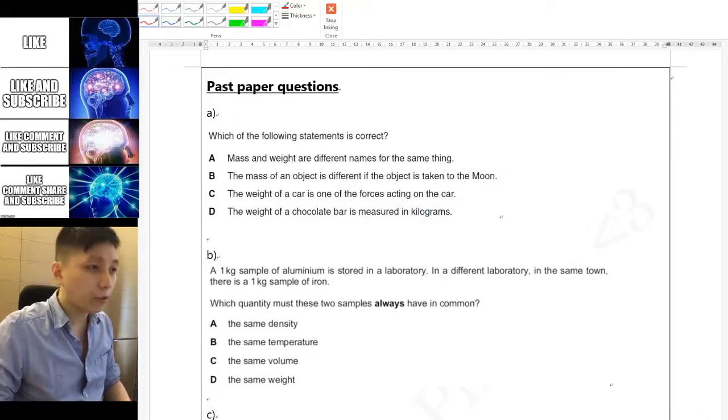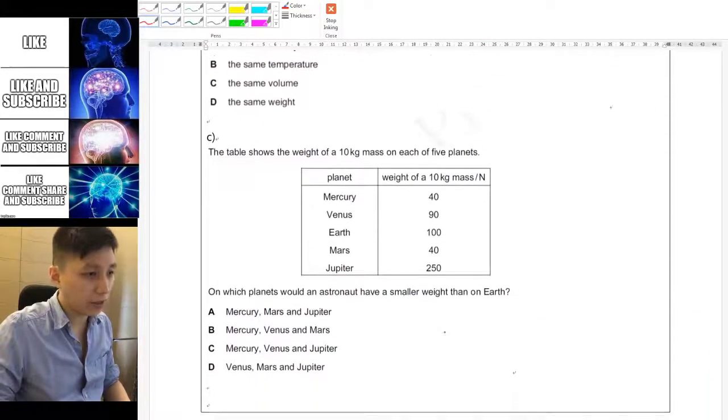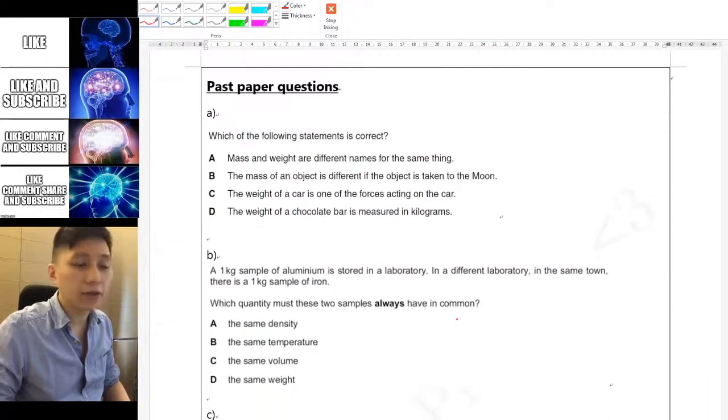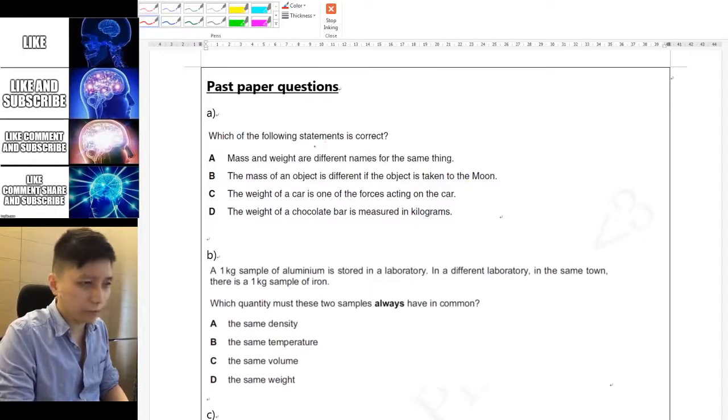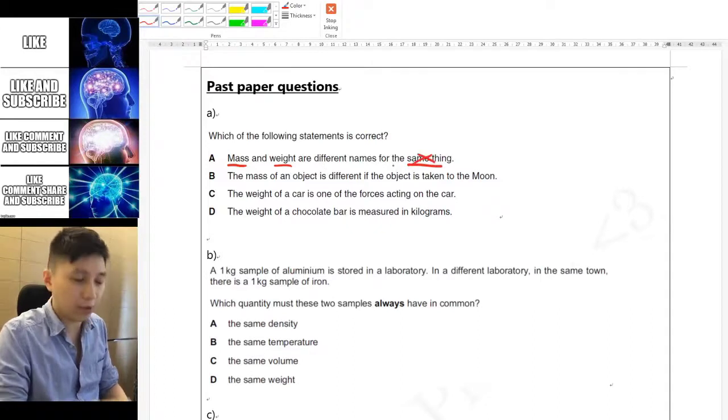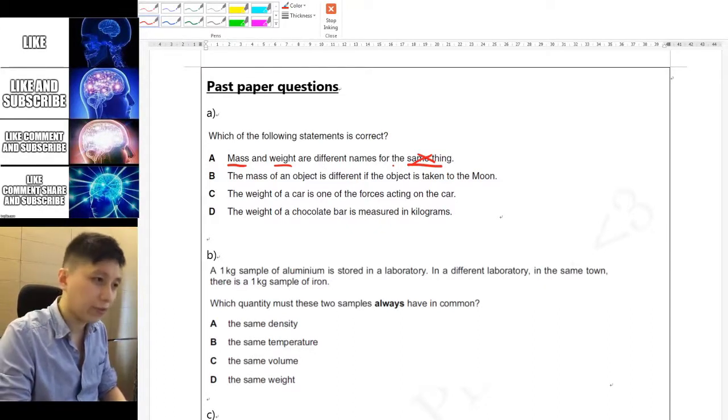Lastly, there are 3 multiple choice questions from the past paper, so I would like you to try it out. Please pause the video and find out the answers. A few moments later. Okay, first question, which of the following statements is correct? Mass and weight are different names for the same thing? Of course not, right? Otherwise we don't bother to have this video.